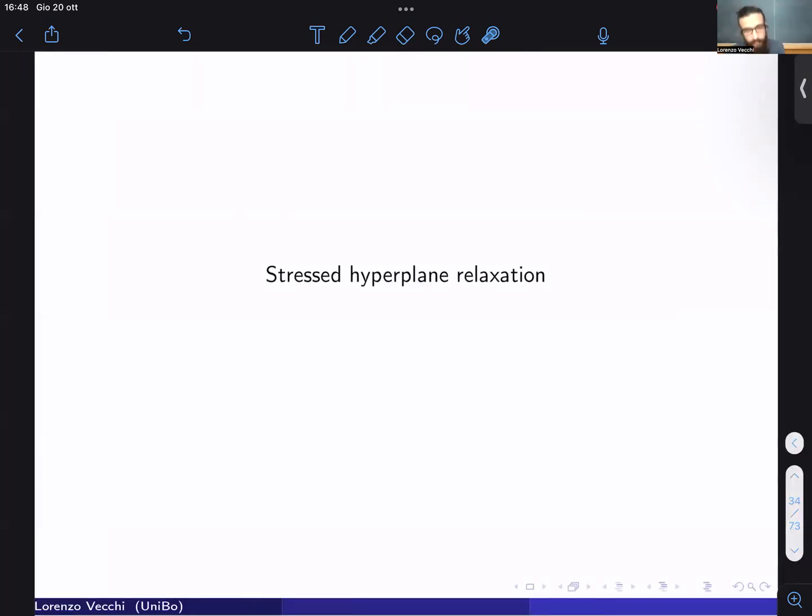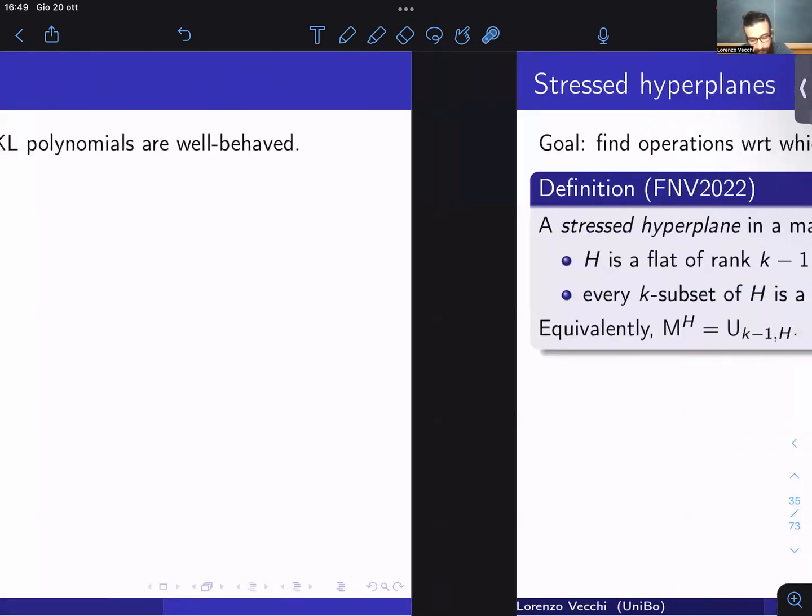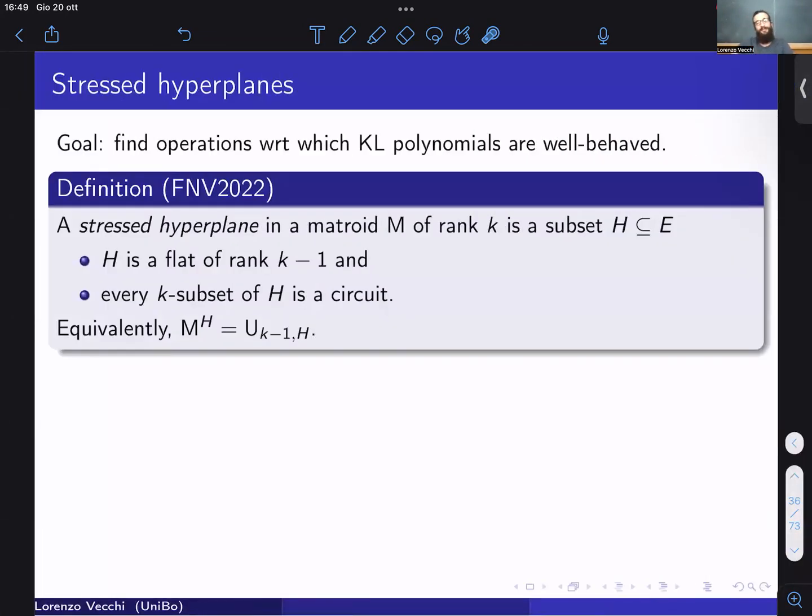Okay, then we'll move on to the third bullet point in my list, which is the operation of stressed hyperplane relaxation. And okay, so what is the goal now? We want to find an operation that lets us transform a matroid into another matroid such that the Kazhdan-Lusztig polynomials are changed in a controlled way. So we want something that is well behaved with respect to these invariants. And luckily for us, we were able to find it.